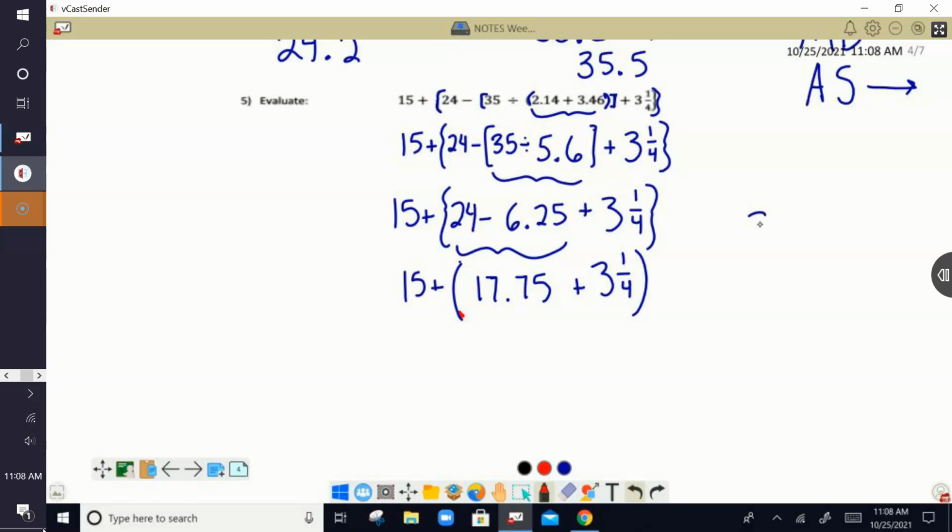Now 3 1/4, I do want that to be a decimal number. And that's pretty simple because 1/4 is 0.25, 25 hundredths. So I'm going to add 17 and 75 hundredths to 3 and 25 hundredths. And I get 21. Last final step, there's no more grouping symbols because I have my one number there, and 36 is the answer to that.